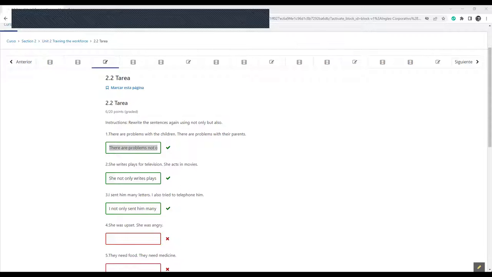Yes, I understand. What is the problem? Repeat number one, please. It's on the WhatsApp group. Just copy and paste it. So just repeating, you need a subject or a noun phrase before the not only.